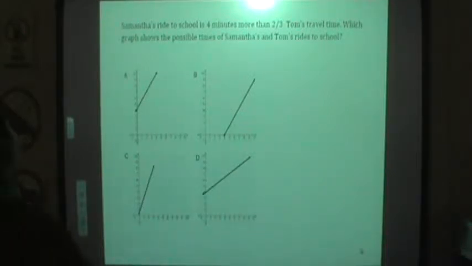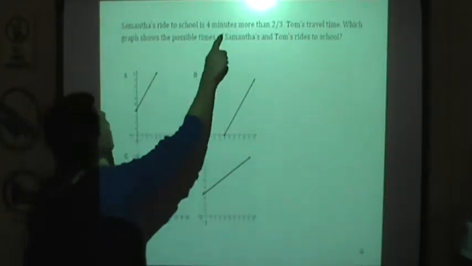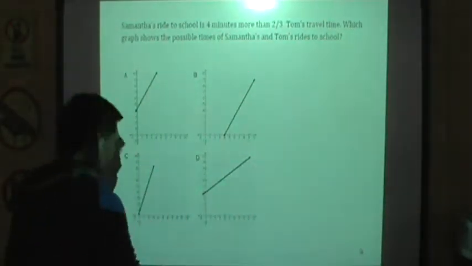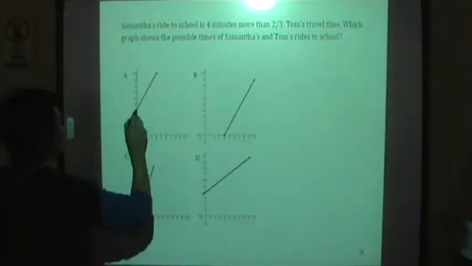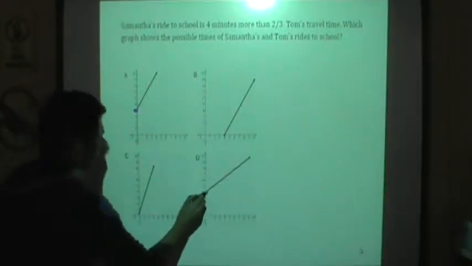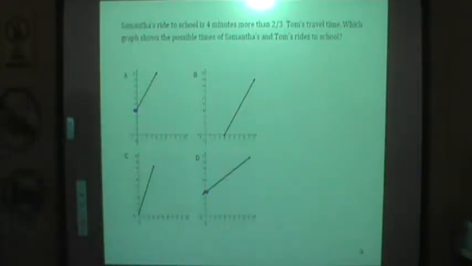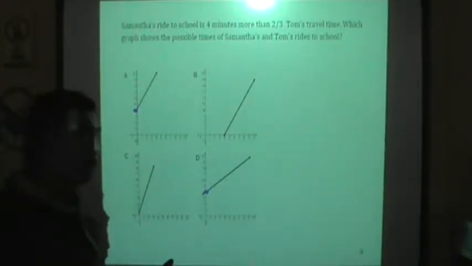Okay, now here Sam gets an additional 4 minutes, so the starting time of Sam is 4. So it could be this one or this one. That is the starting time. The starting time is going to be your y-intercept.